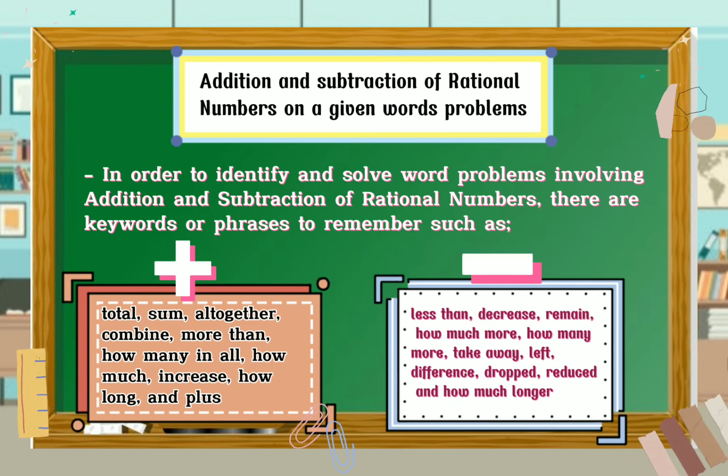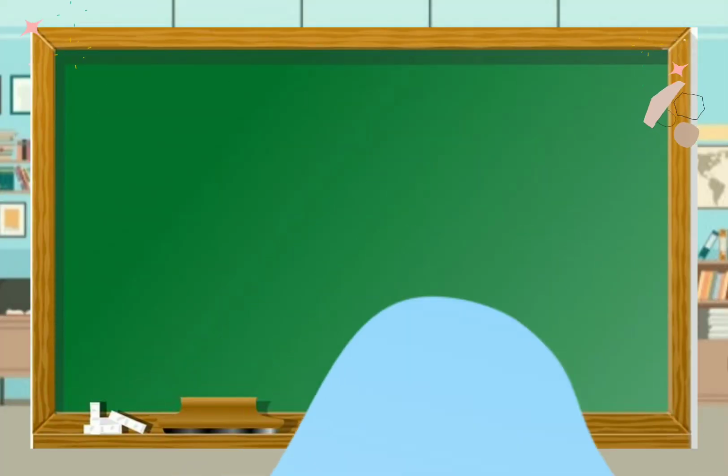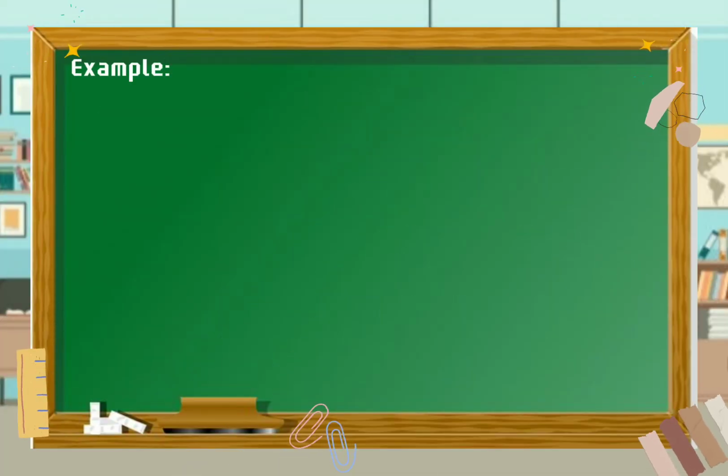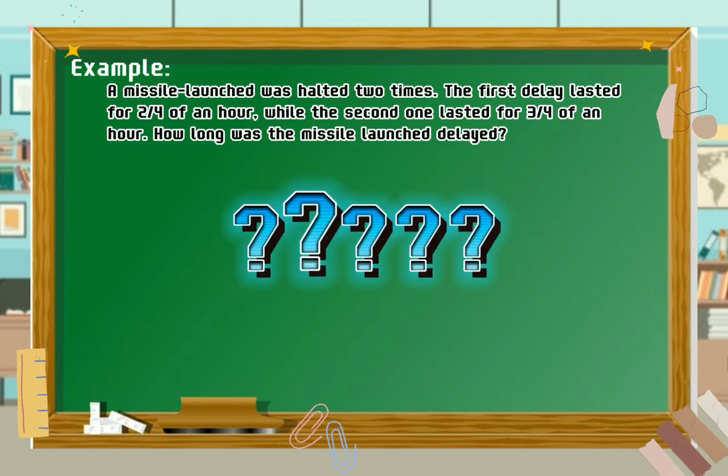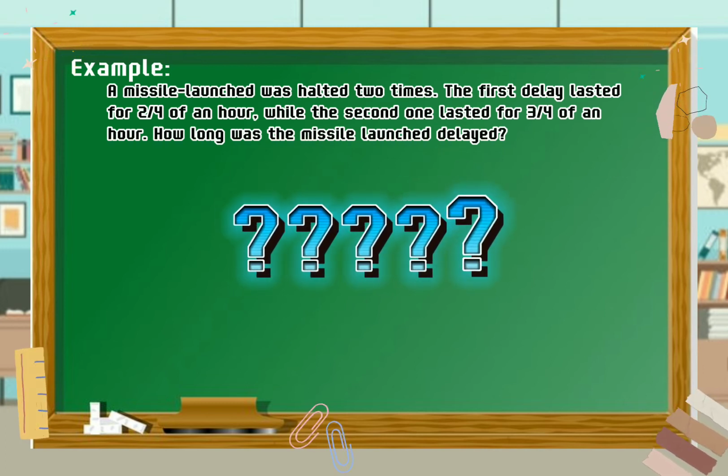For you to understand more, let's have this example. A missile launch was halted 2 times. The first delay lasted for 2/4 of an hour, while the second one lasted for 3/4 of an hour. How long was the missile launch delayed? So from the given word problem, do you observe some keywords? Then what operation should we apply for this?